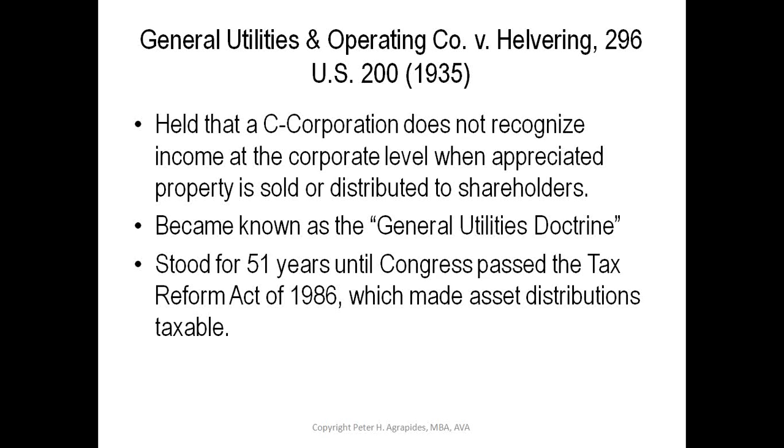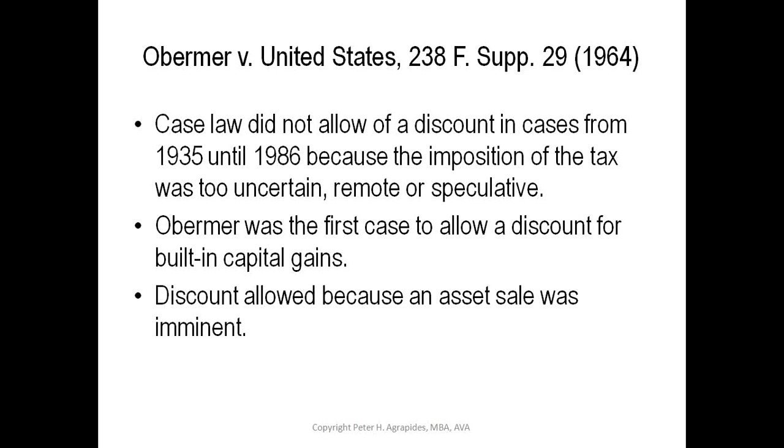The first case that I want to cover here is the General Utilities Company versus Helvering. This became known as the General Utilities Doctrine. This held that a C corporation does not recognize income at the corporate level when appreciated property is sold or distributed to shareholders. This stood for about 51 years until Congress passed the Tax Reform Act of 1986, which made asset distributions taxable.